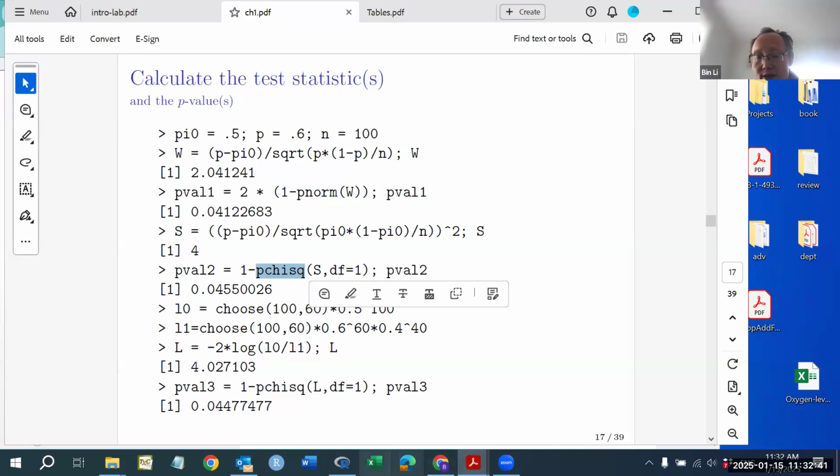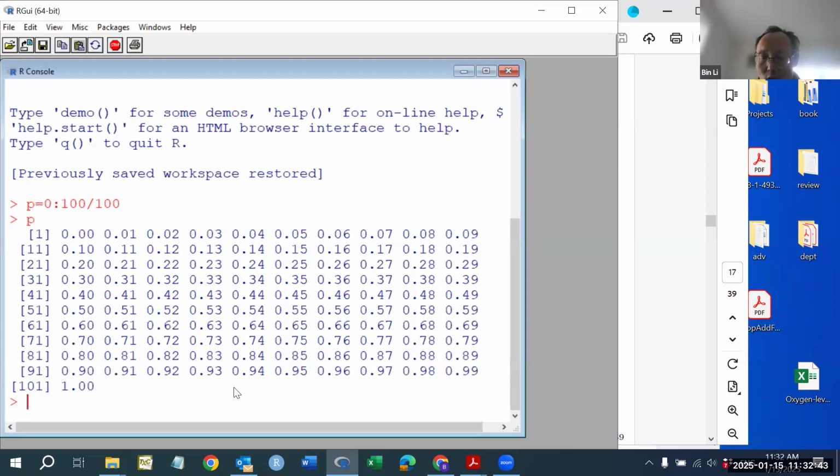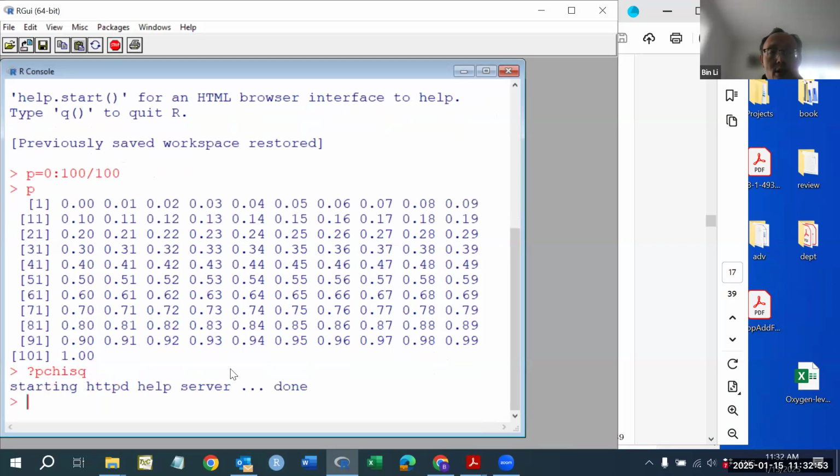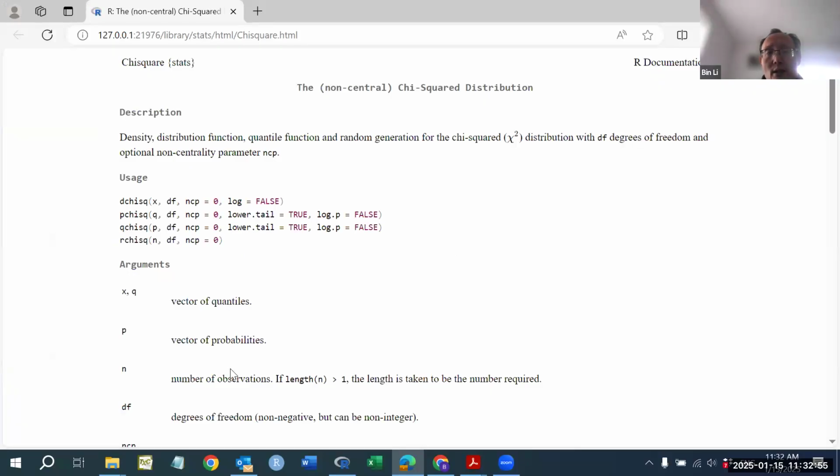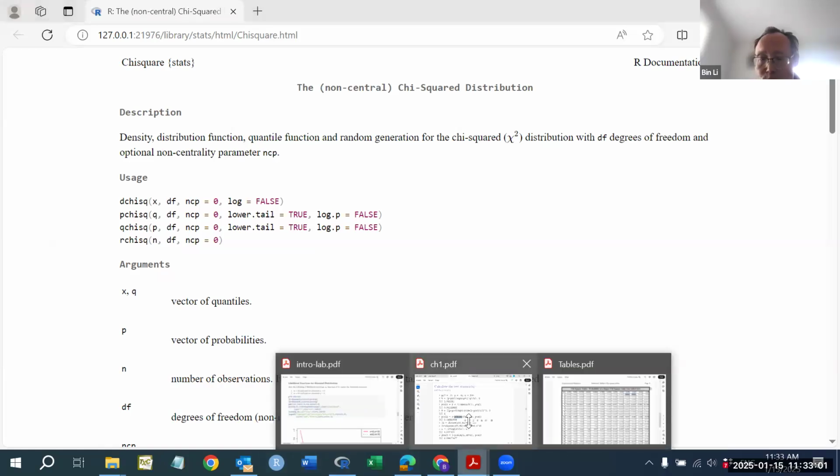you can just, as I showed last time, go to R or RStudio. Just type in the question mark and the function name, then hit return. It will show you the help menus, and you can see that. Okay, so very convenient to use.